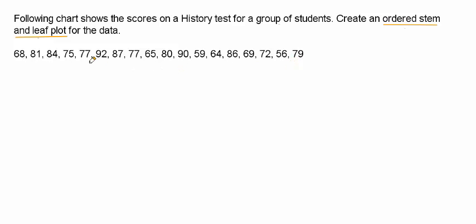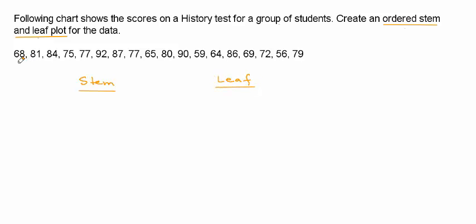But if the same data is represented on a stem and leaf plot, then it becomes much easier to answer such questions. On the stem and leaf plot, we have the stems on one side. So this is the stem column. And we have the leaf column.